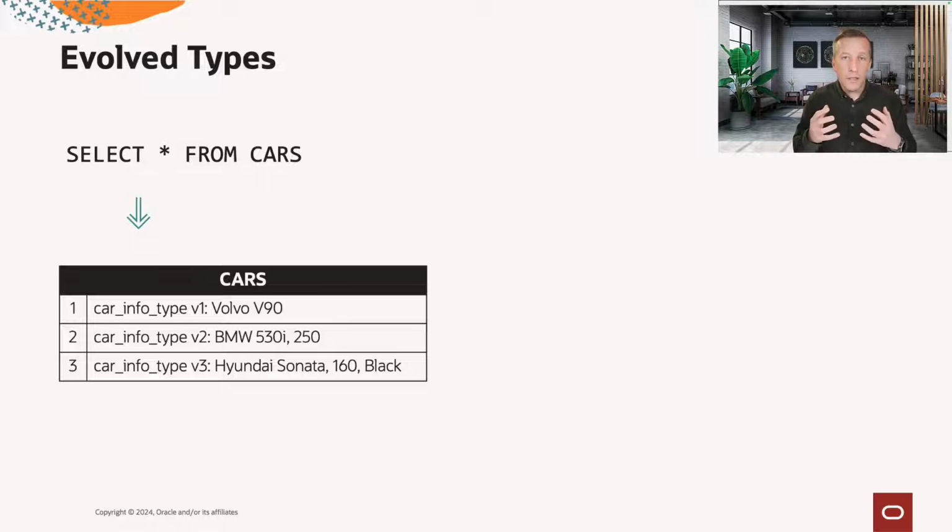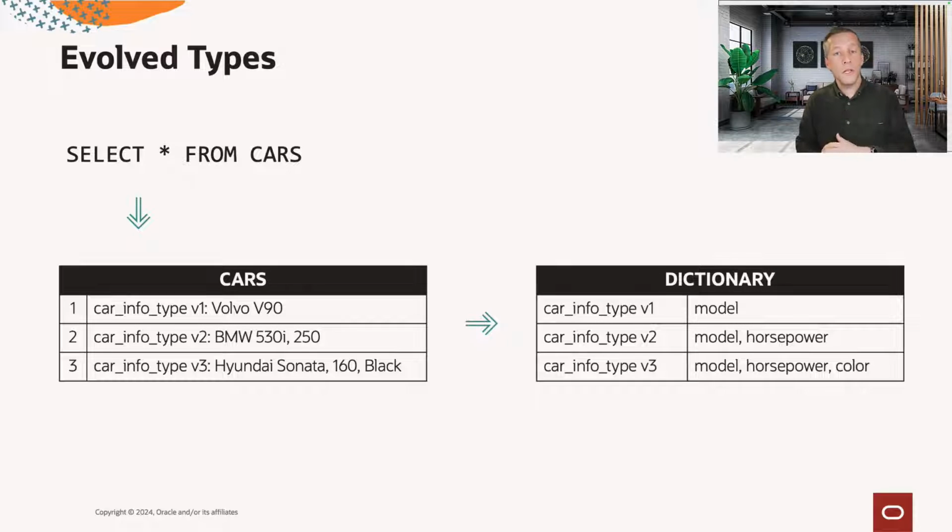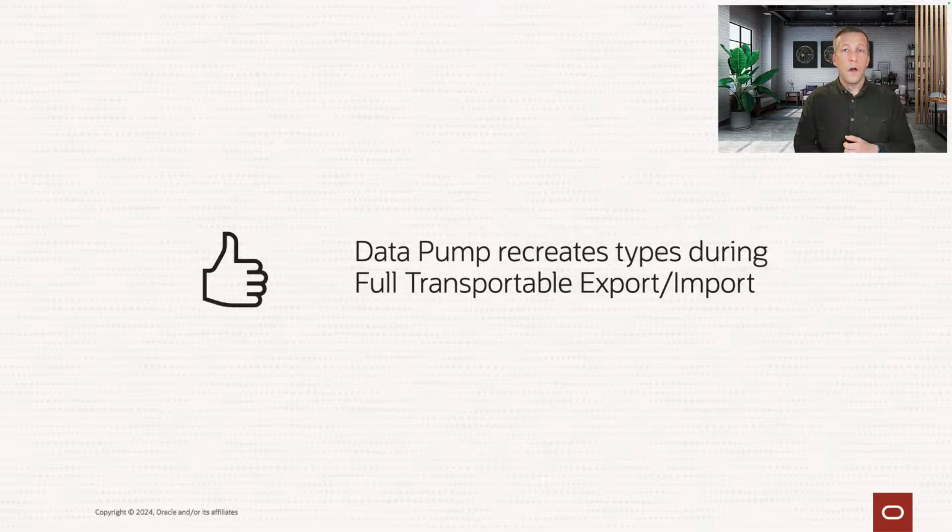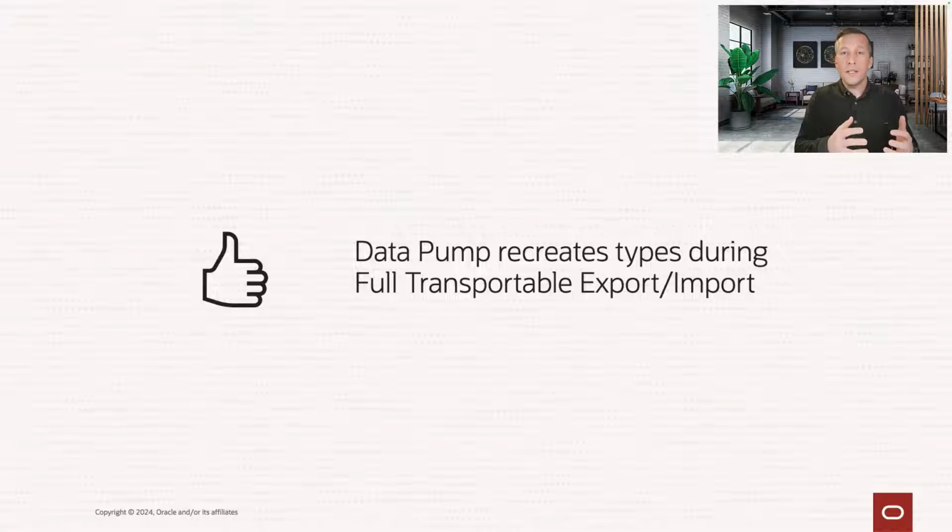In order to understand the records that we have in our table, we must be able to go to the dictionary where we have stored all the versions of the type. We can read the evolution and interpret the data that we have stored in our table. Of course, when we move that tablespace into another database, we must also have the type evolution so we can read and understand the previous versions of the types. Again, full transportable export-import takes care of this for you.